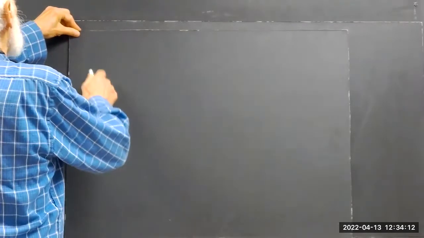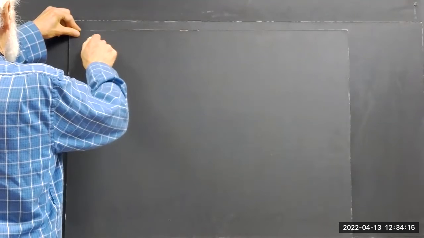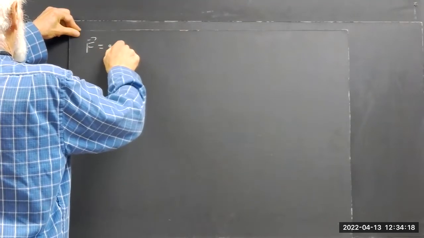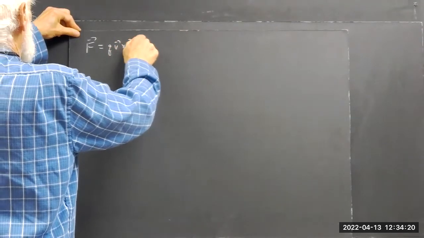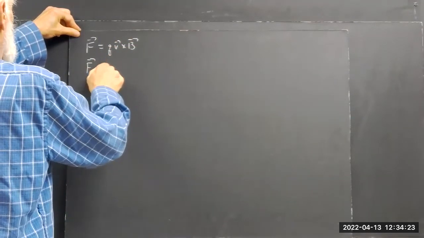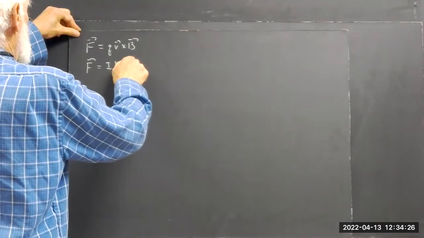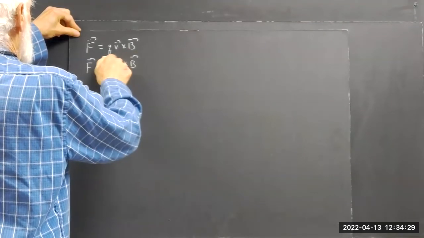So what we know about magnetism so far kind of boils down to this. Force is qv cross B on a single charge. Force is IL cross B, where L is a vector. Magnitude is equal to the current, L equal to the length of the segment, and B the magnetic field.